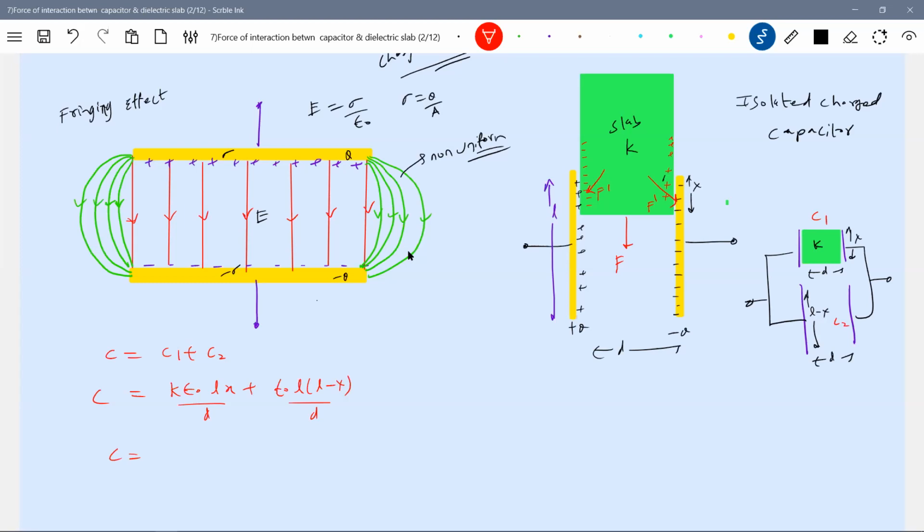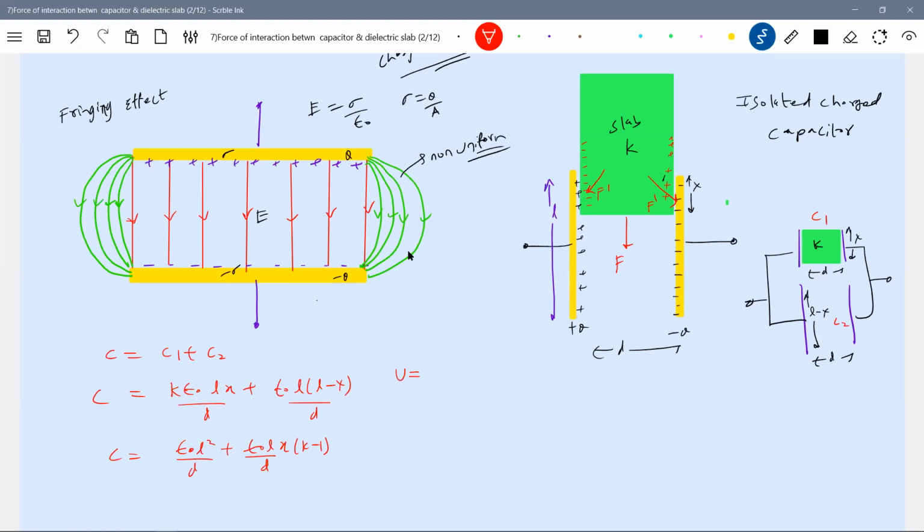Okay, further, I think we can simplify this. Epsilon naught L square by D, one more, epsilon naught L by D. Check it once, equation Kx minus this one. Yeah. So this will be the expression for capacitance. Okay, now let's get the expression for energy.